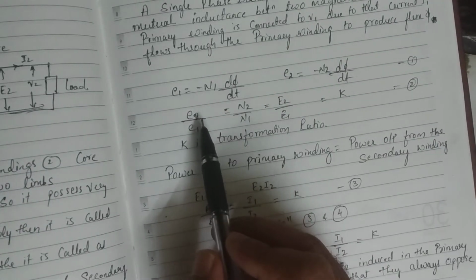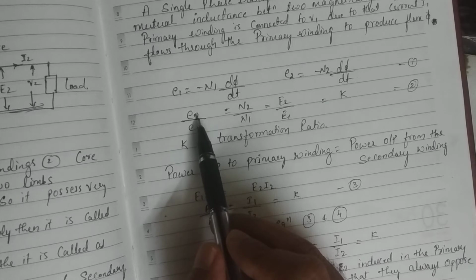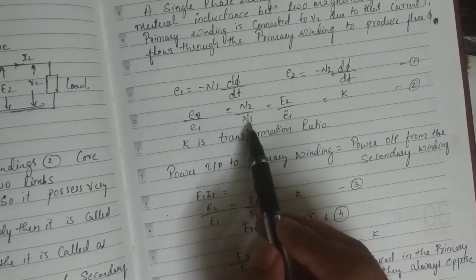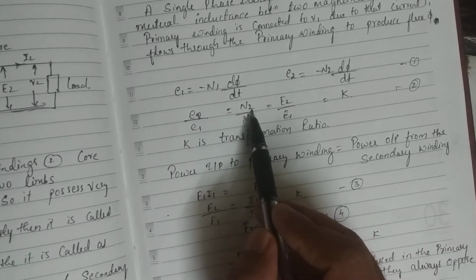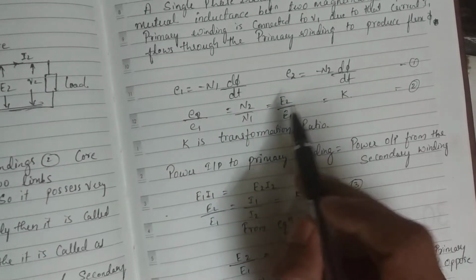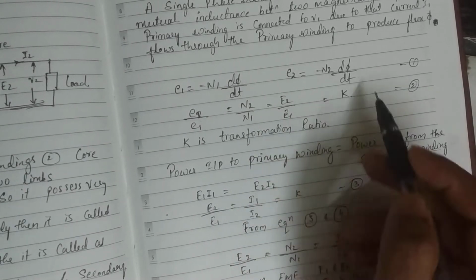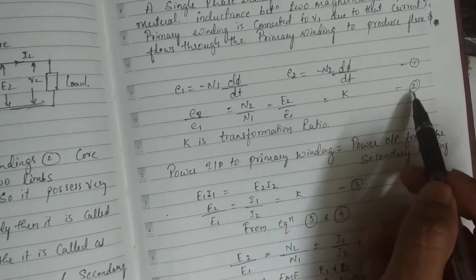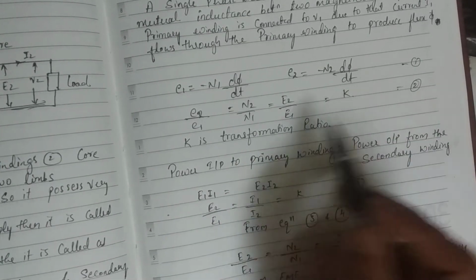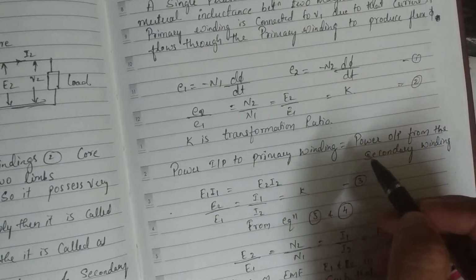When you simplify these two equations, E2 divided by E1, that is the EMF generated in the secondary winding and the EMF generated in the primary winding, is equal to N2 divided by N1. N2 is the number of turns in the secondary winding, and N1 is the number of turns in the primary winding. So that can be written as E2 divided by E1, which I'll give as constant K. K is nothing but the transformation ratio. It's a constant. So we'll call it the transformation ratio. This equation I'll write as equation number 2.